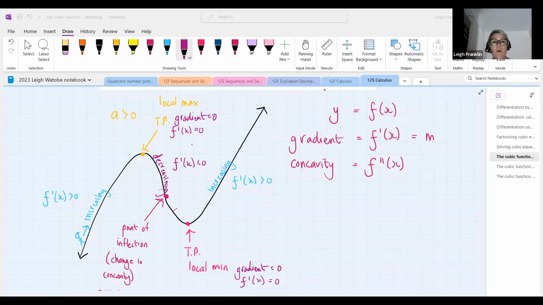Any questions on these particular features of our cubic function? Katleho.